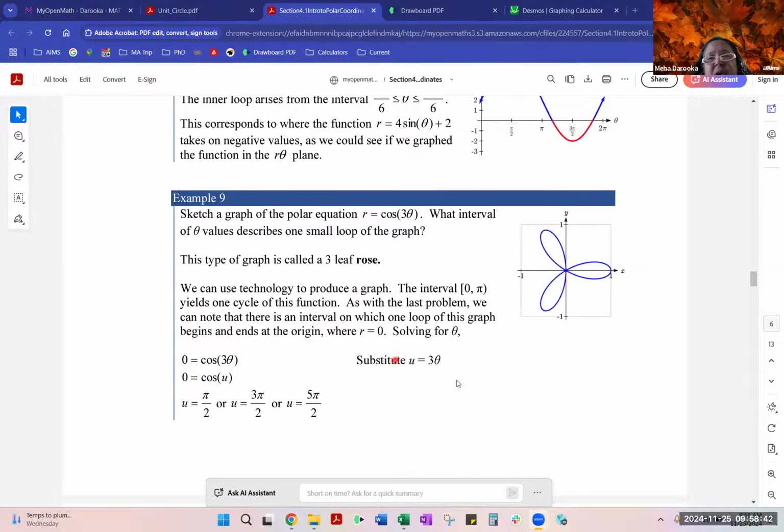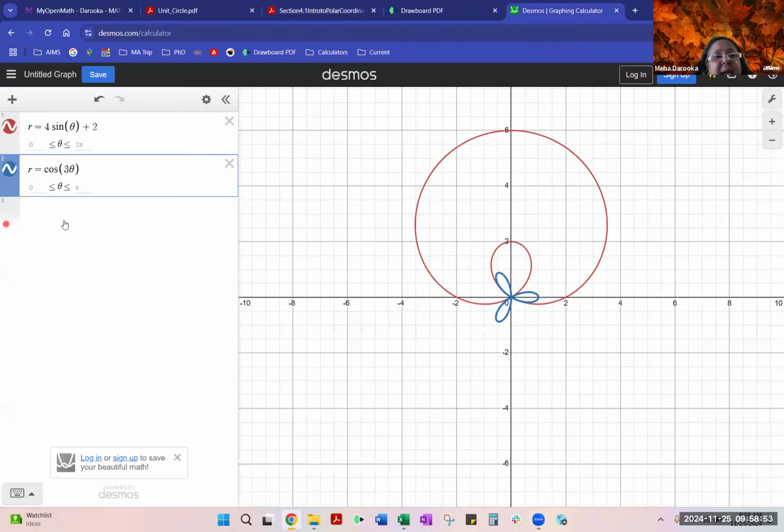So yeah, great question, Marquise. So Marquise is asking for the rose, does it have to be any number that we multiply with theta, or does it always have to be 3? So no, Marquise, it can be any number.